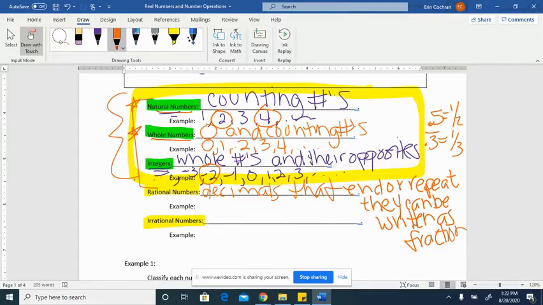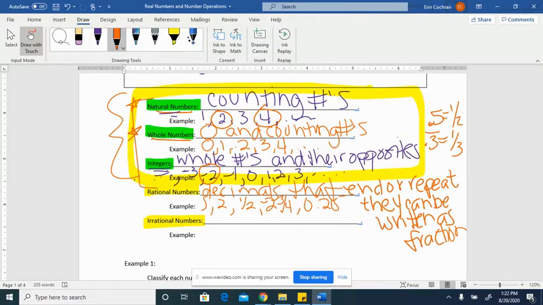So examples of rational numbers again are like 1, 2, because we can write them as fractions. You could have 1/2. You could have 2 3/4. You can have negative 2 3/4. You could have 0.25.